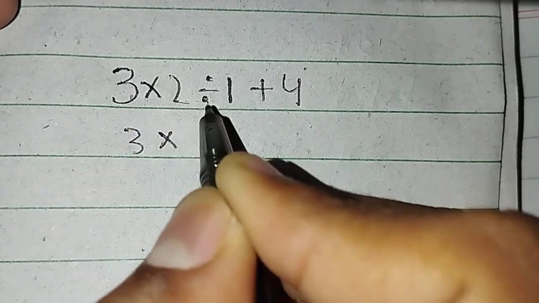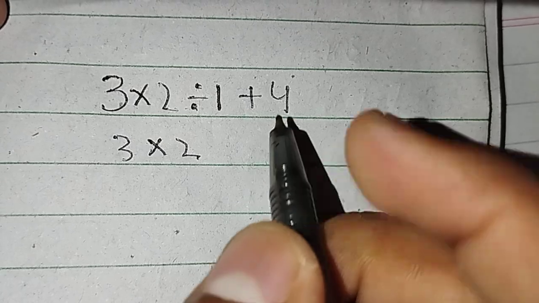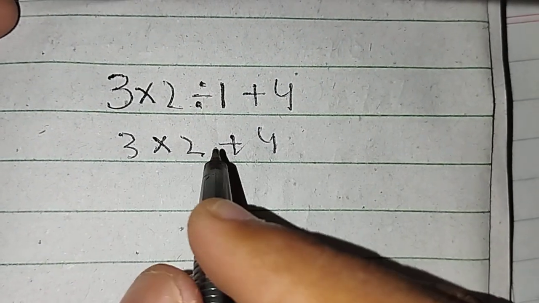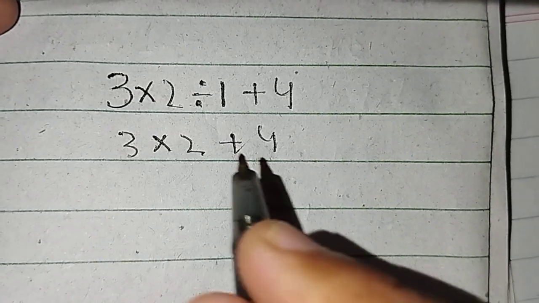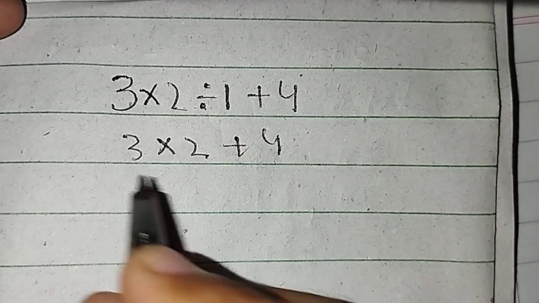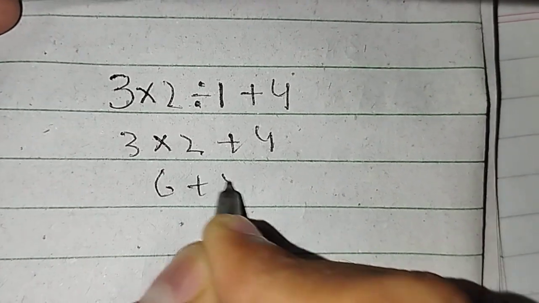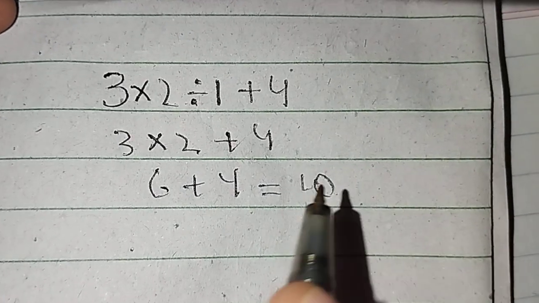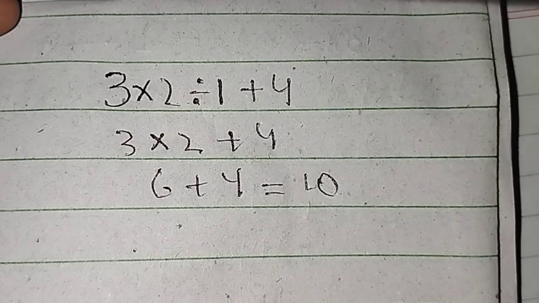3 multiply 2 divide 1 is 2, okay, plus 4. And now, from addition and multiplication, which one is simplified first? So multiplication. 3 multiply 2 is 6, plus 4, and 6 plus 4 is equal to 10. So this is the simple example based on order of operation.